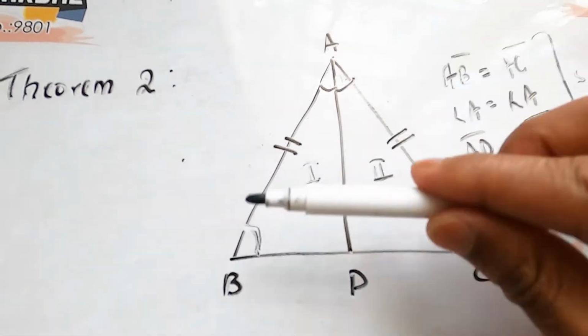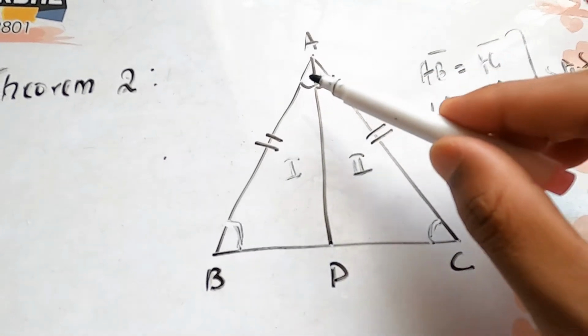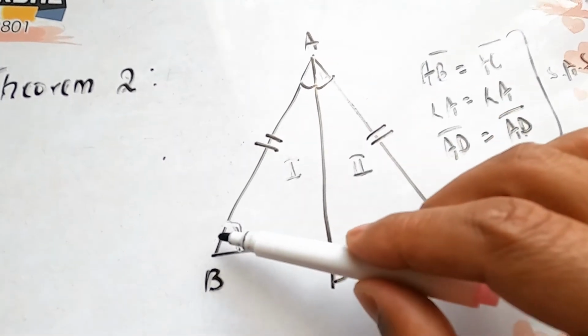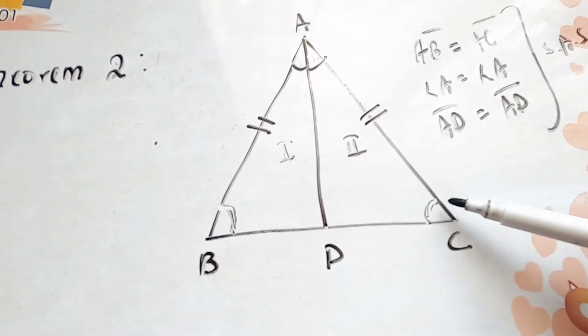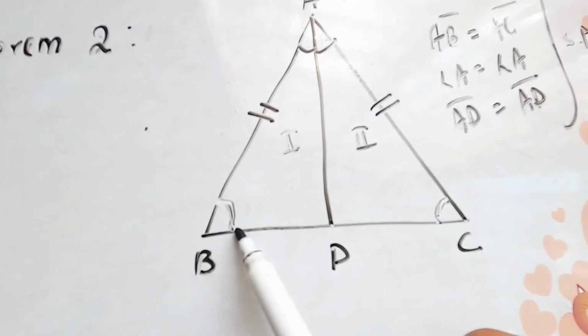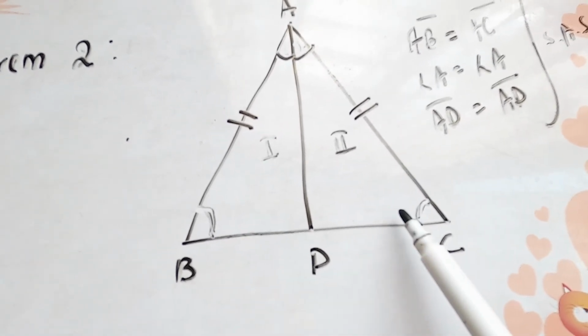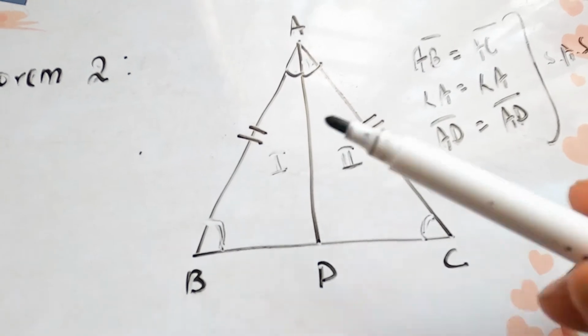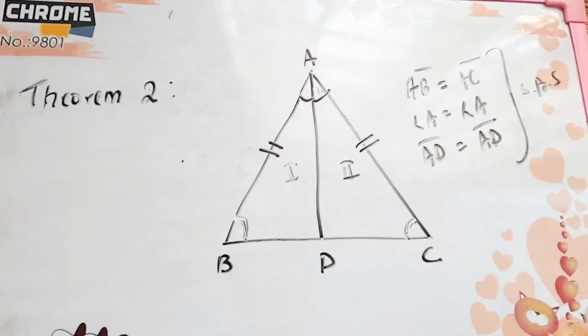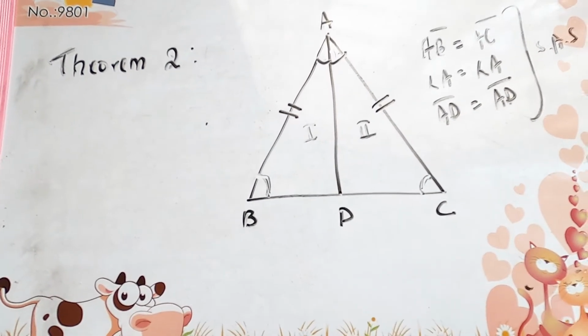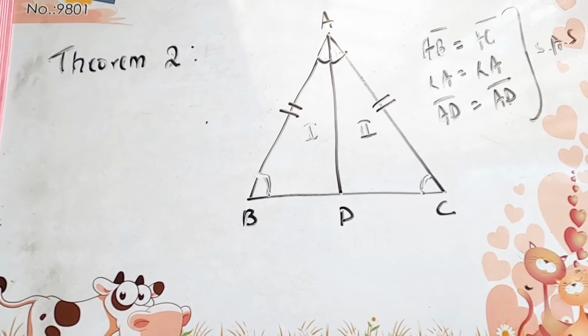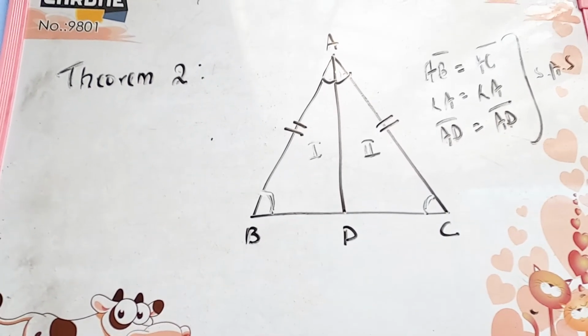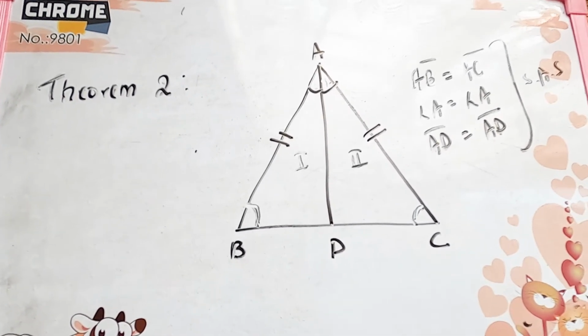So in the exercise which we are about to do, if AB is equal to side AC, then we can say that angle B is equal to angle C. We can directly use this property. So now let us start with exercise 7.1 and let us use these theorems which we have learned.